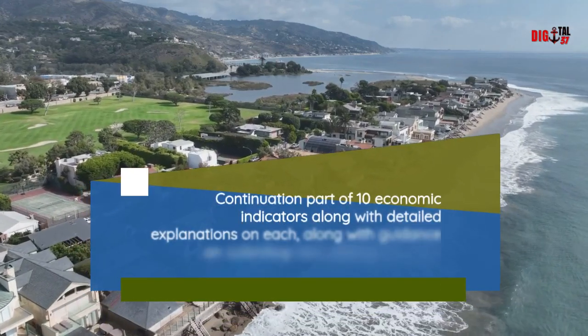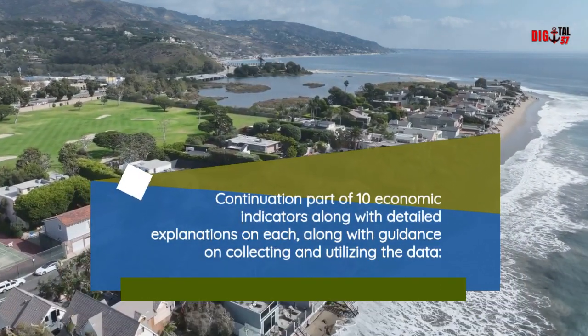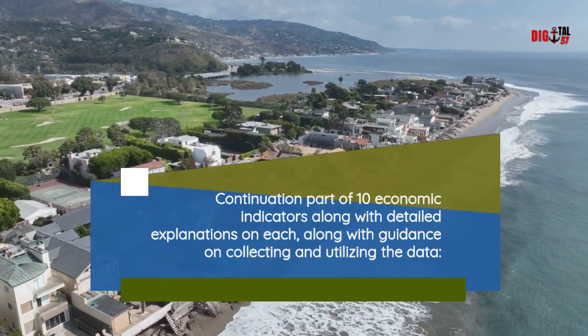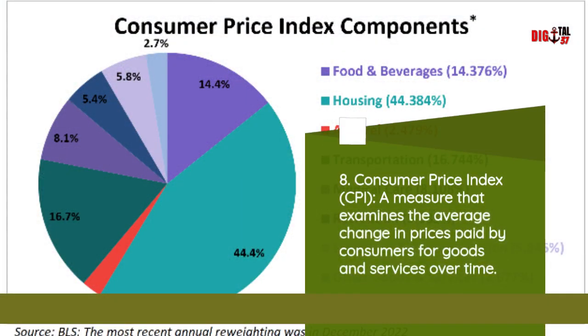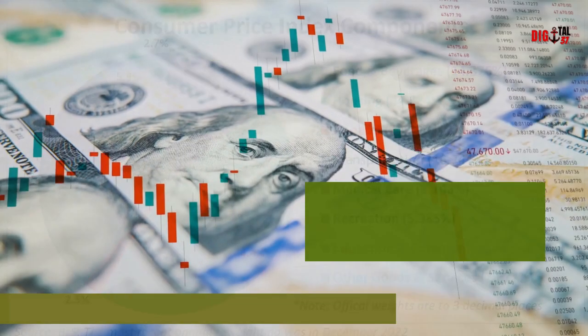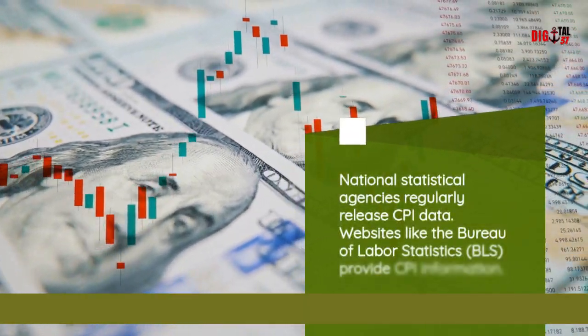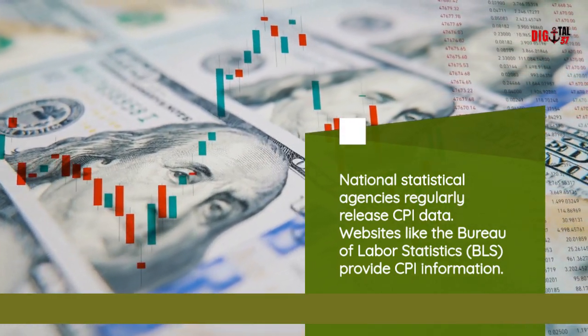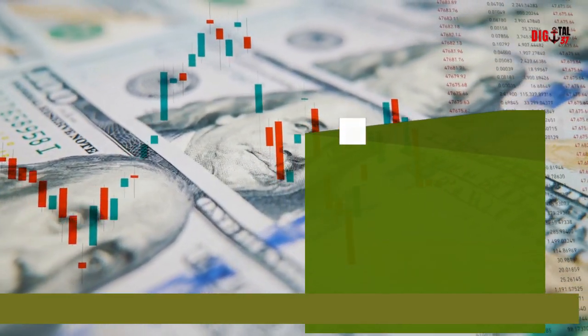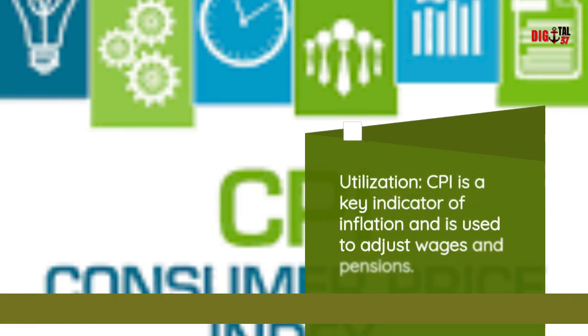Continuation of 10 economic indicators along with detailed explanations on each, along with guidance on collecting and utilizing the data. Nine. Consumer Price Index, CPI, a measure that examines the average change in prices paid by consumers for goods and services over time. National statistical agencies regularly release CPI data. Websites like the Bureau of Labor Statistics, BLS, provide CPI information. Utilization. CPI is a key indicator of inflation and is used to adjust wages and pensions.